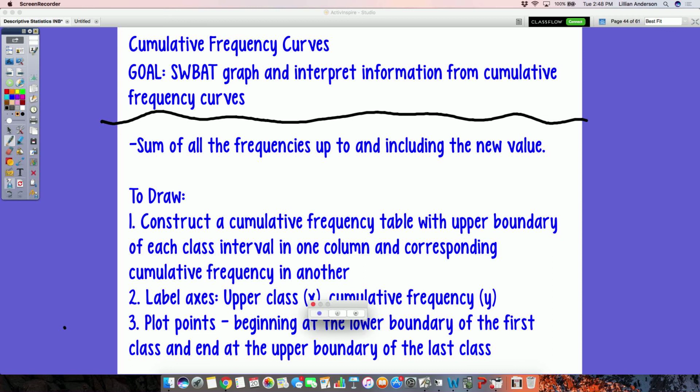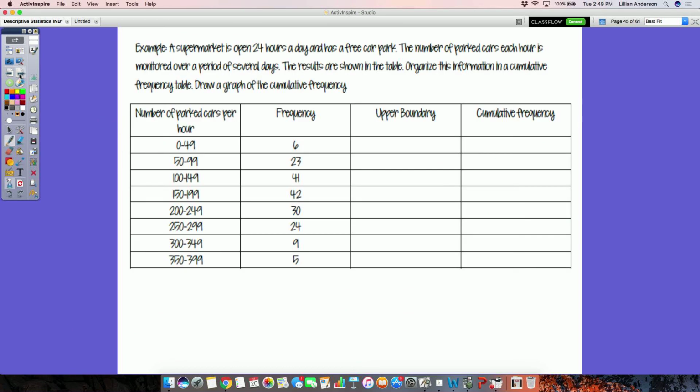So we are about to draw our first cumulative frequency curve. All right, so flip over the foldable. We got our first example here, okay? It's talking about a supermarket. It's open 24 hours a day, and it is monitoring the number of parked cars each hour. It's monitored over several days. The results are shown in the table.